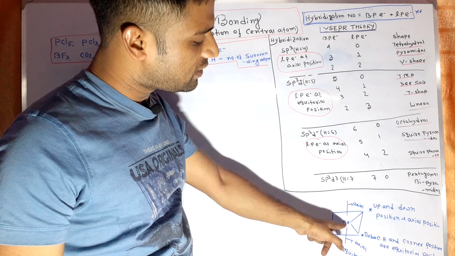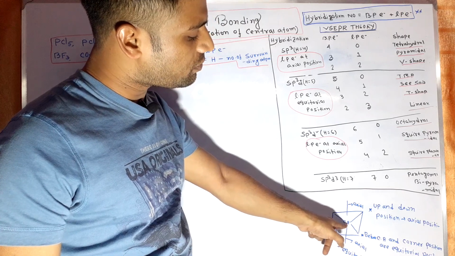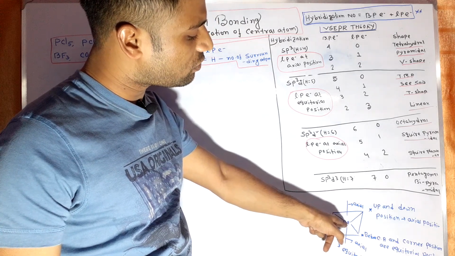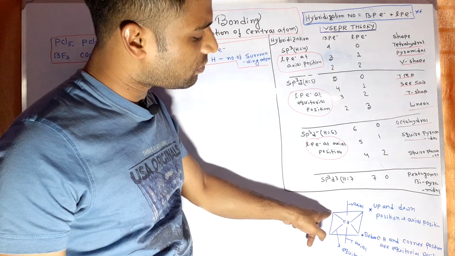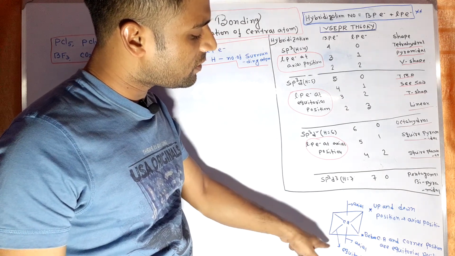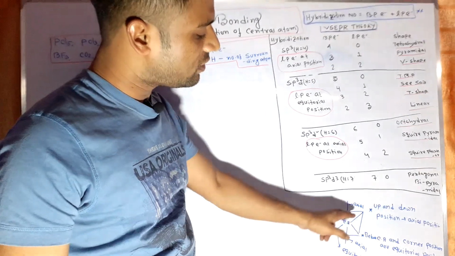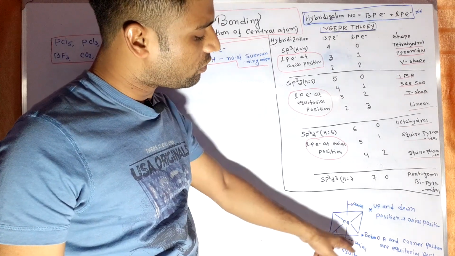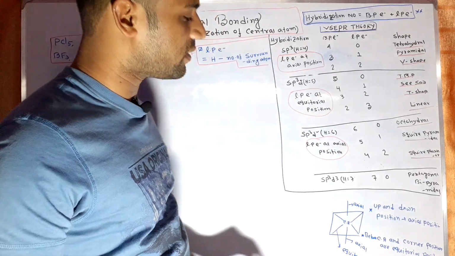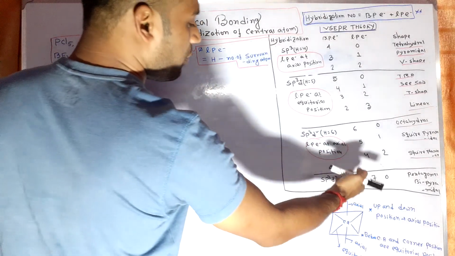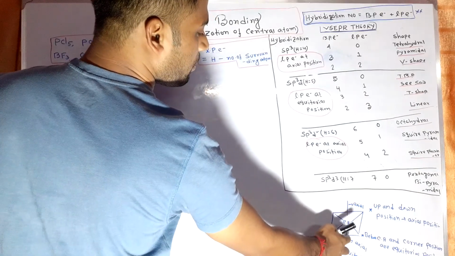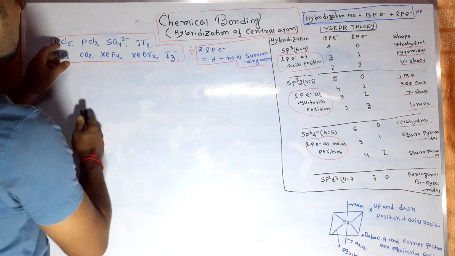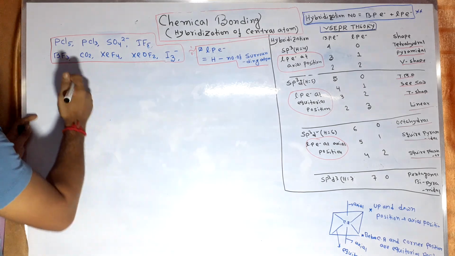The central atom always occupies the middle portion, the central portion, and the corner portion. Between the central portion and the corner portion, this position is known as the equatorial position. So in this structure, 4 are equatorial positions and 2 are axial positions. Always the axial position is the up and down position, and the remaining positions are equatorial. So some few examples we describe, their shape and structure.